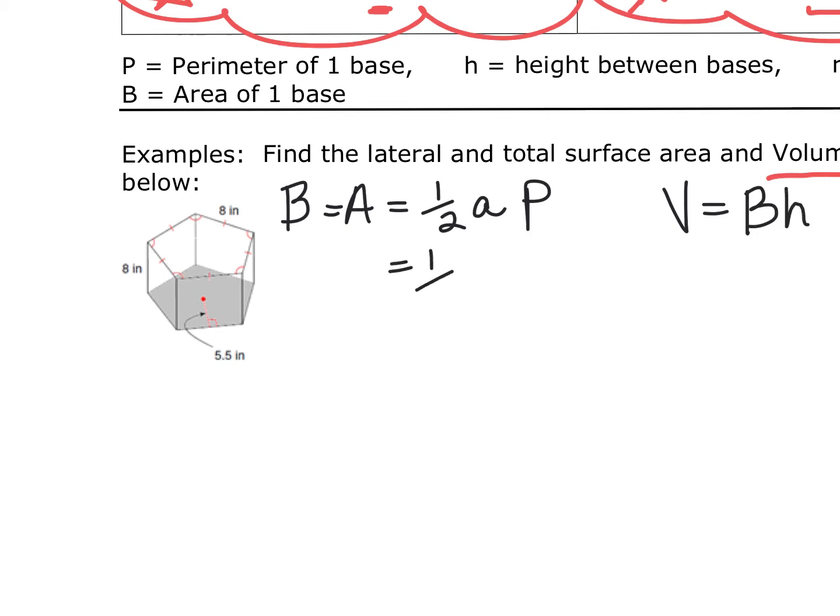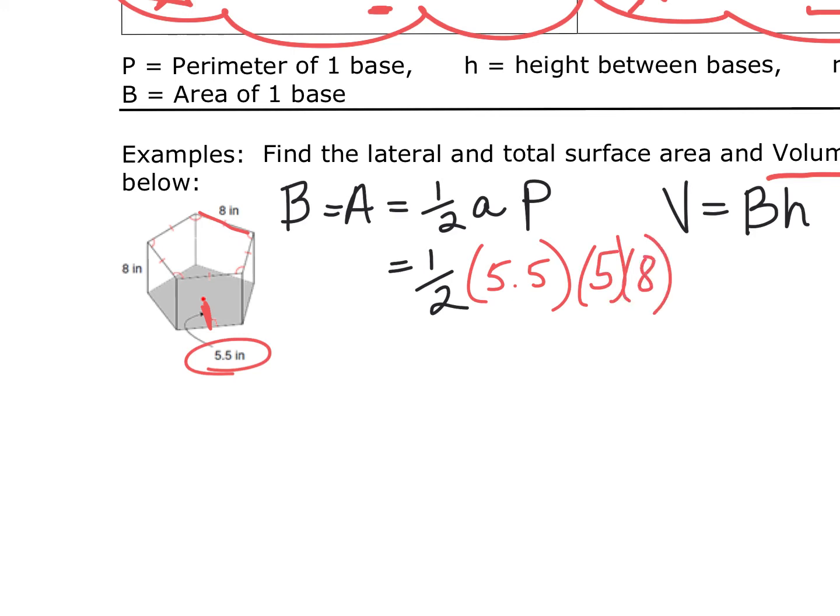Okay, so we have 1/2. Our apothem is right here. It's 5.5 inches. And the perimeter is 5 times 8. Each side is 8, and there's 5 sides. So now we get out our calculator and get the base area. We get 110 inches squared.